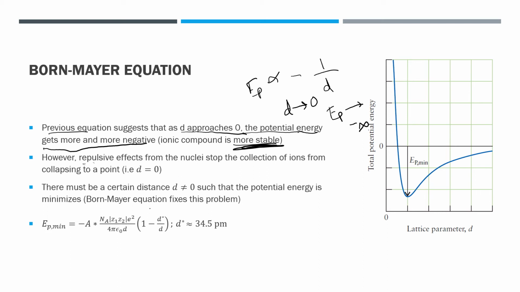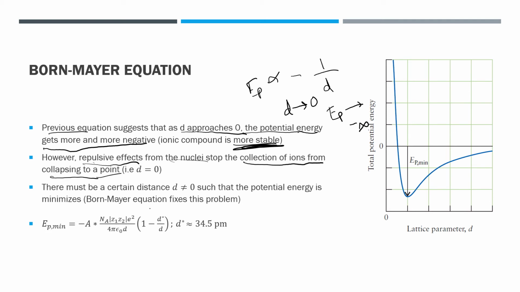And that's because we have repulsive effects. There are repulsive effects from the nuclei. Think about when two atoms or two ions get closer and closer together, their nuclei also get closer and closer together. And the nucleus is just a huge, concentrated positive charge. And when these concentrated positive charges get close together, what is going to happen? There's going to be a huge repulsion, right? Positive charges don't like to get close to each other. So repulsive effects from the nuclei stop the collection of ions from collapsing to a point.